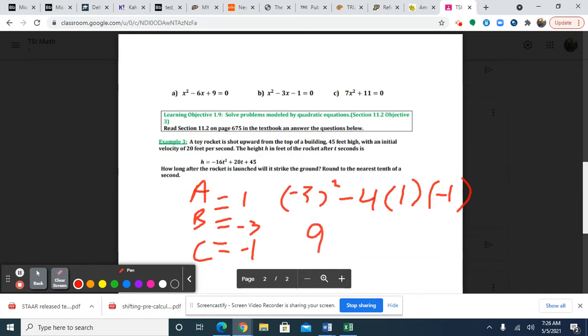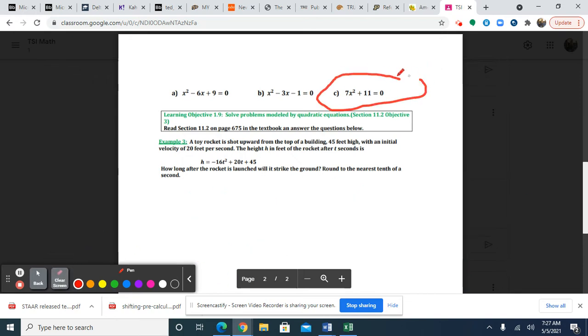And we have -4 times 1, which is -4. And -4 times -1, which is +1. Or sorry, +4. So 9 plus 4, which is 13, higher than 1, is 2 solutions. And finally, we have C.